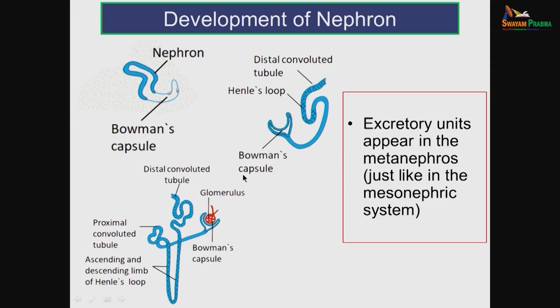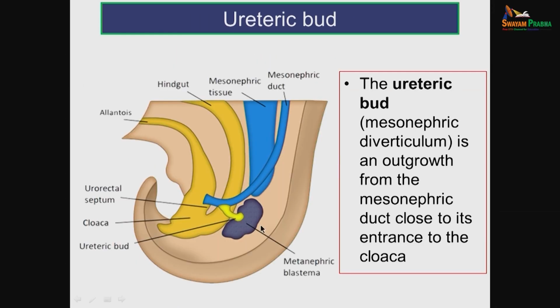This metanephros, like the pro- and meso-, as we have already told, has excretory tubules start appearing, just like the mesonephric system. These are the excretory tubules which are developing, which are going to develop into parts of the nephron in humans. So this is the metanephric blastema, which is going to give rise to parts of the nephron in humans. I told you this metanephros forms the permanent kidney in humans. Just look at this picture, get oriented to this.